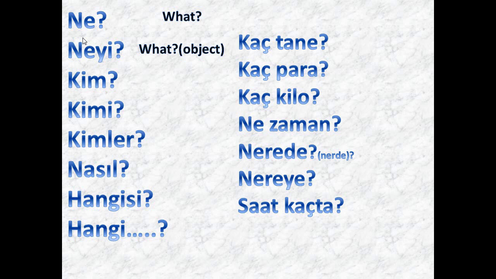We have kim, and kim means who. We have kimi, which means who, but we are asking about a person which is mentioned in the object part of the sentence, not the subject. We are asking about the object who. Okay. We have kimler, which means who, but in plural form.